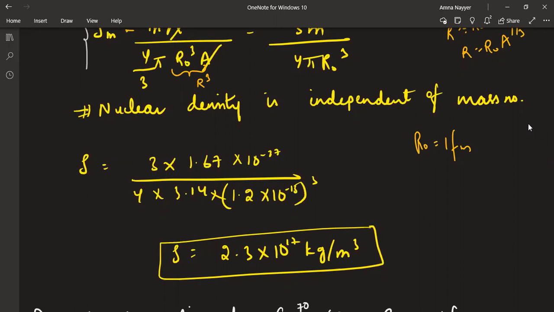This value remains fixed. And it can also be asked to prove that nuclear density is independent of mass number. So how will you show it? You will show the entire calculation till the last step. And all of you, please remember this value. Do not waste your time in the exam calculating it. This is like the values of the constants you remember, one of the constants.